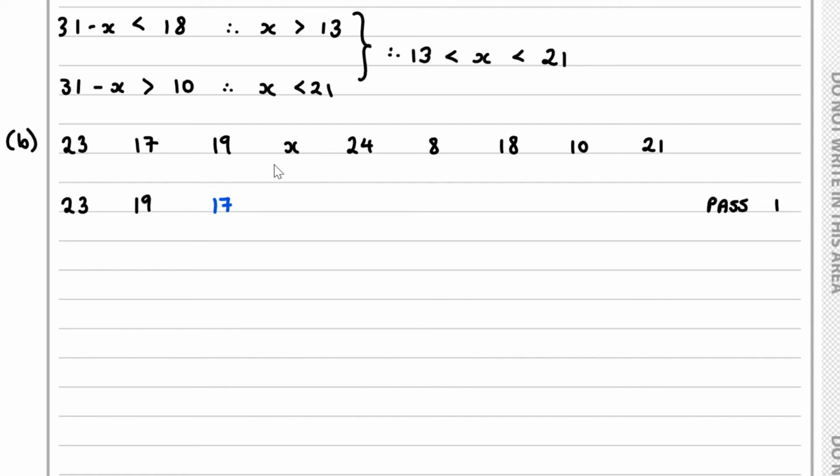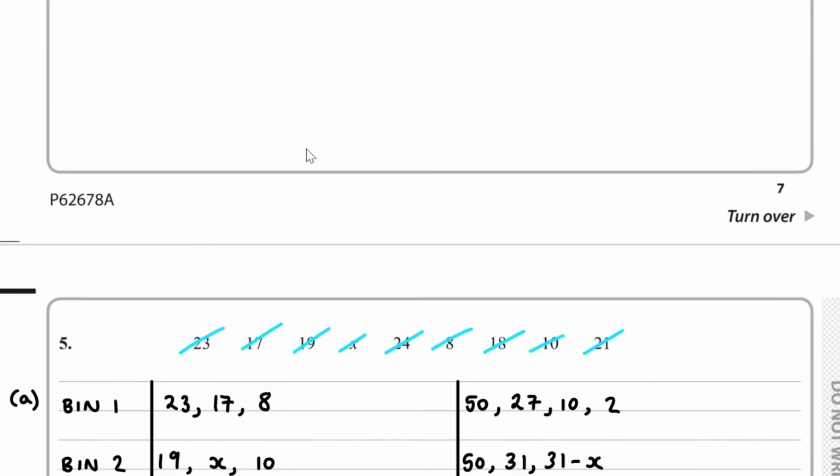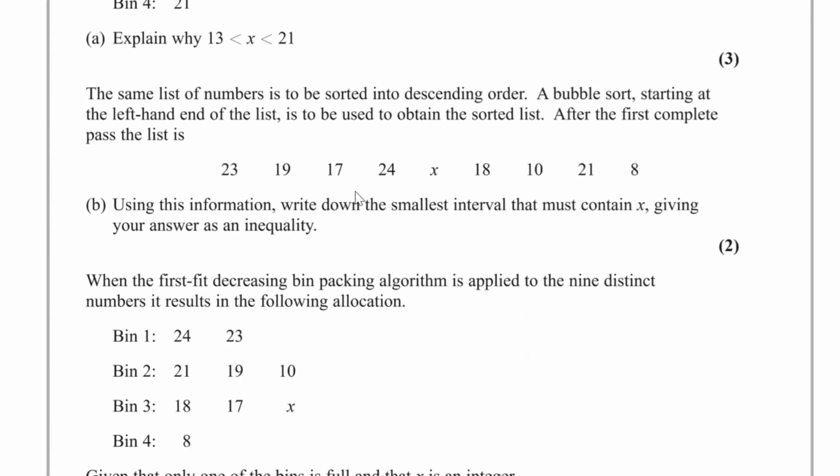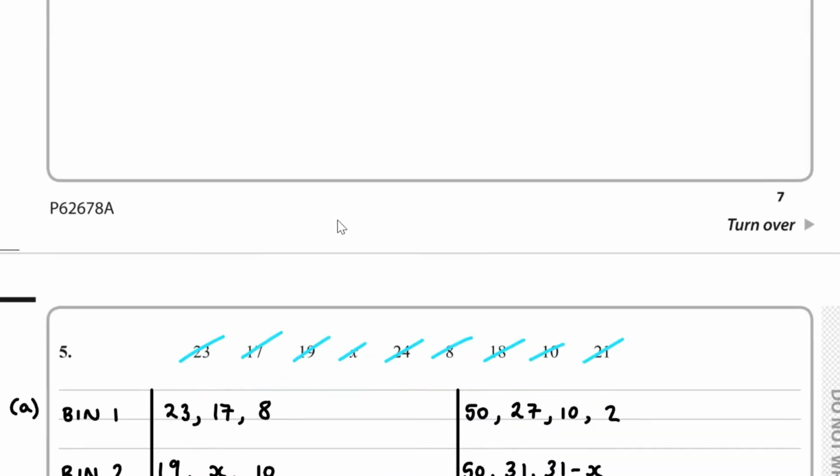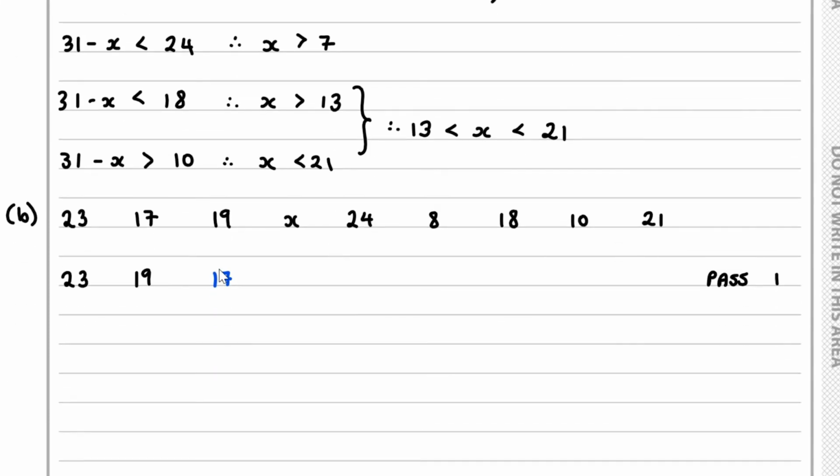We now compare the 17 with the x. Now we need to think, do they need swapping? Well, if we go back to the list as we see here, no, they don't. So 17 stays where it is. Okay, so 17 goes here, and this means 17 is greater than x. Let's just write that down. So far, we've got x which is less than 17, otherwise x would have gone here.